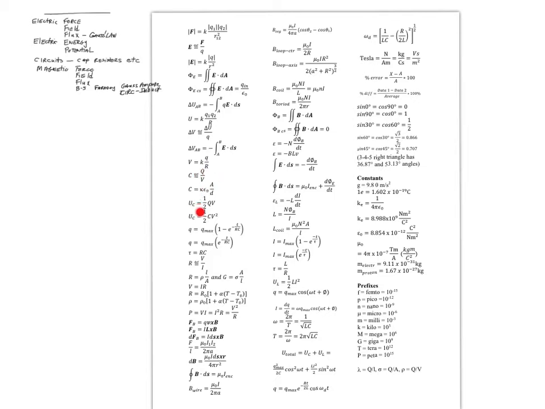Then we go into capacitance. Notice the definition of capacitance is different from the equation that tells you what determines the capacitance, right? These are the physical factors that determine capacitance. This is the definition of capacitance, just like this is the definition of resistance.